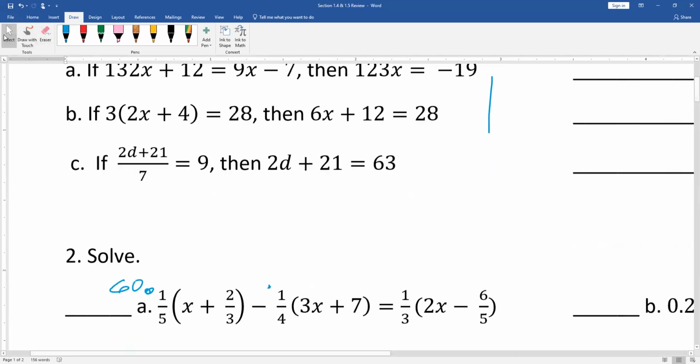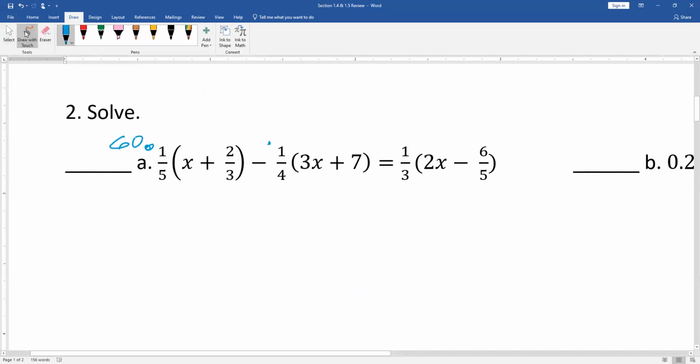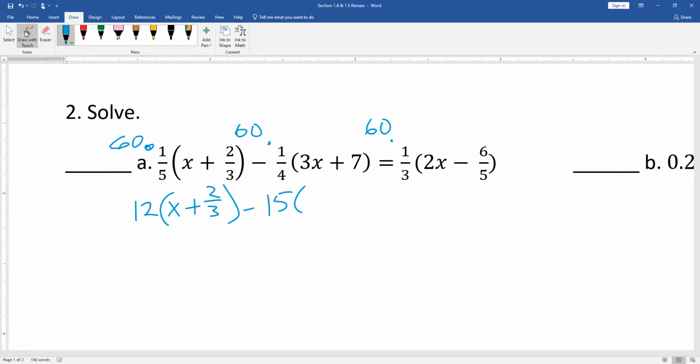Okay, so 60 times 1/5, 60 times 1/4, and 60 times 1/3. So 5 goes into 60 12 times. So this ends up being 12 times x plus 2/3 minus, 4 goes into 60 15 times, 15 times 3x plus 7. And 3 goes into 60 20 times, so times 2x minus 6/5.